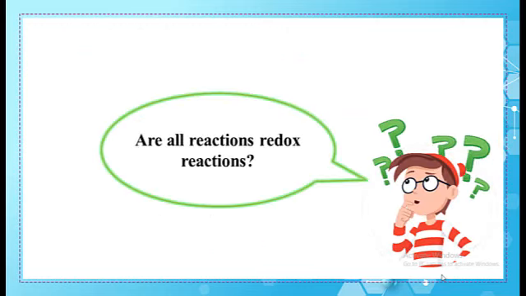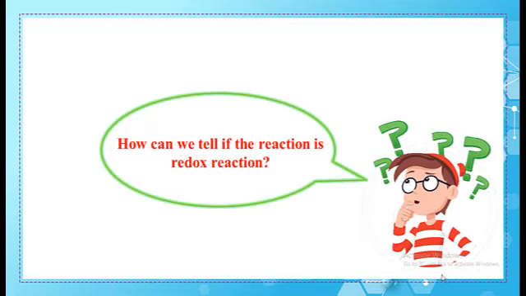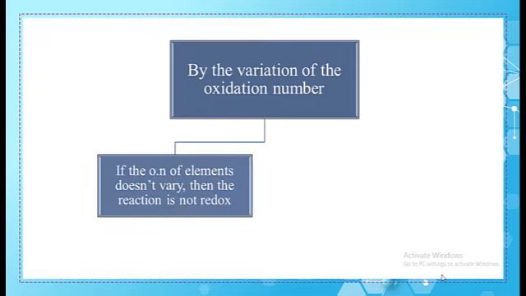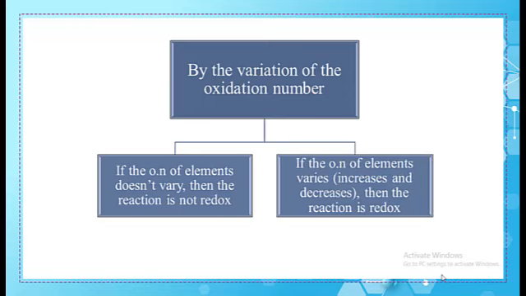Now, are all reactions redox reactions? How can we tell if the reaction is a redox reaction? By the variation of the oxidation number. If the oxidation number of elements doesn't vary, doesn't change, it remains constant, then the reaction is not a redox reaction. Whereas if the oxidation number of elements varies, increases and decreases, then the reaction is said to be a redox reaction.